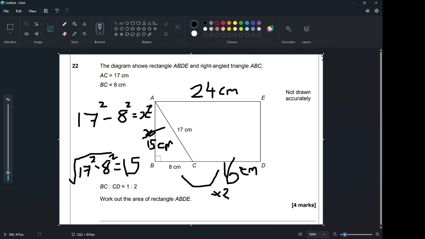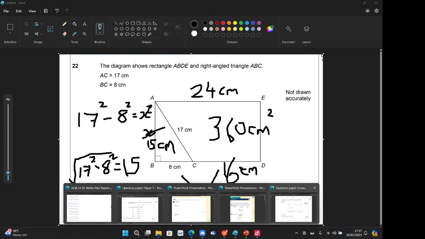The area of ABDE is going to be length times width. So 24 times 15, guys, will be 360. So the area is 360 centimeters squared. And that, guys, is going to be our final answer. Okay, that's question 22 done.